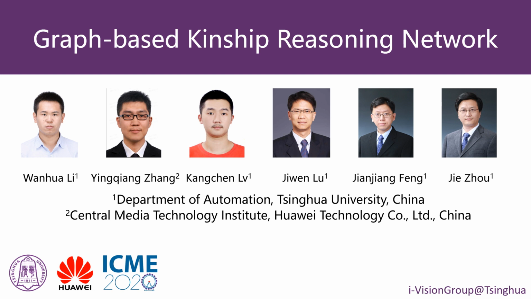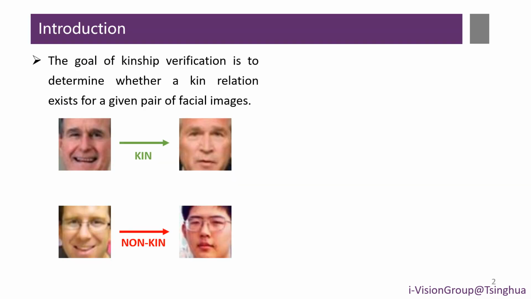Today I am going to talk about our work GKR, which is a graph-based kinship reasoning network. Some research in biology finds that human facial appearance contains important kin-related information. Inspired by this finding, many methods have been proposed for kinship recognition from facial images. The goal of kinship verification is to determine whether a kin relation exists for a given pair of facial images.